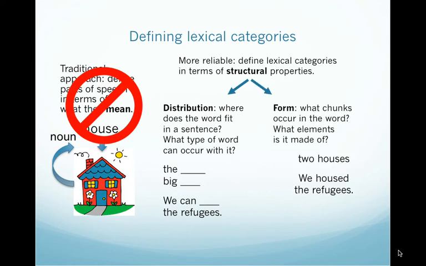The other type of structural property is form. And here we're really looking at a word itself rather than at the whole sentence and looking to see if there's structure inside the word. For example, houses has plural marking, so it's composed of house and plural. So that looks like a noun for that reason. But housed is house and past tense, so that one is a verb. So this is more reliable than defining lexical categories in terms of meaning.